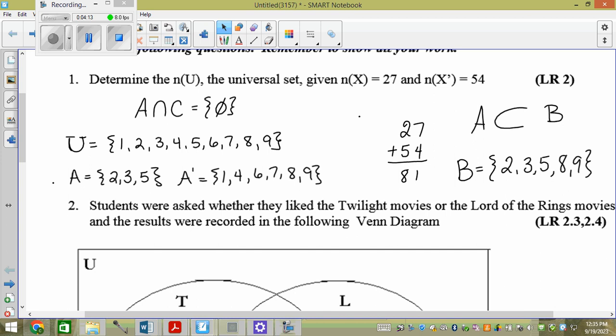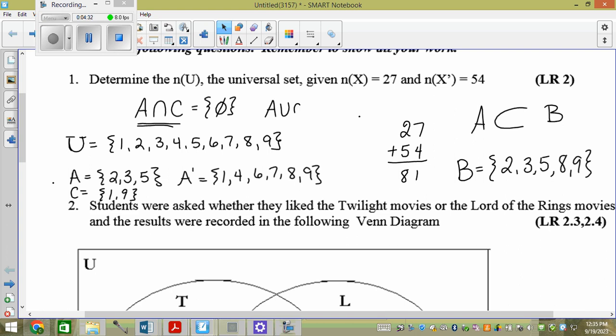Because this is asking me, what do A and C have in common? Well, I'm saying it's empty, so nothing. So C can be anything from 1 to 9, but not 2, 3, 5. So we could go like 1 and 9. Then A and C would result in the empty set, the intersection of the two. Correct?